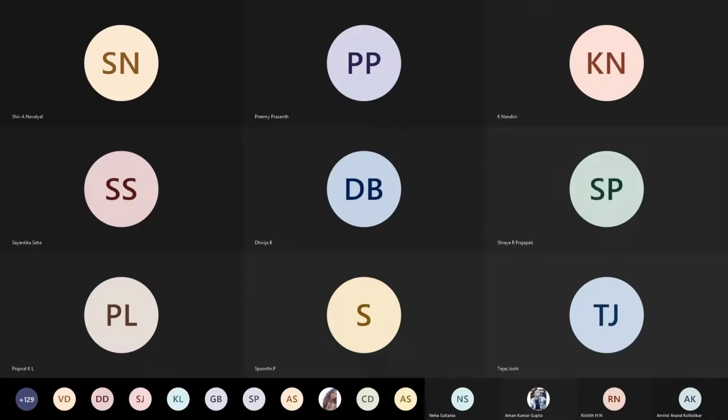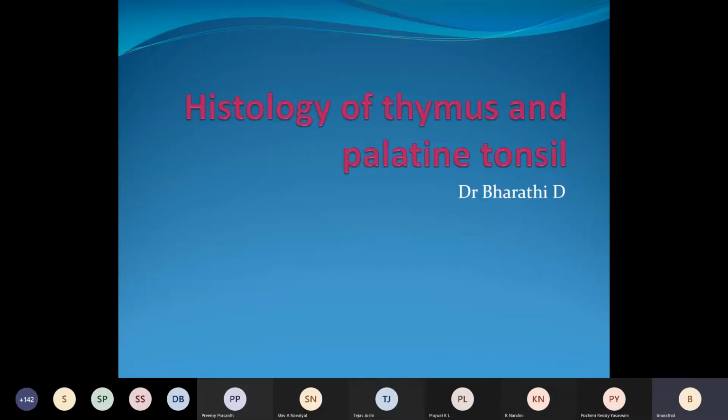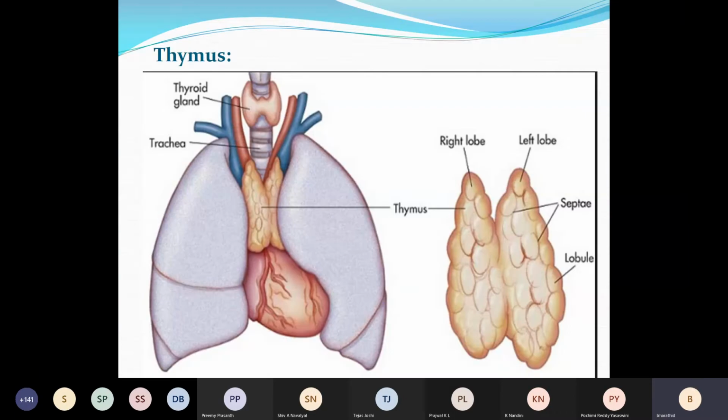Today's class is on histology of thymus and palatine tonsil. In the last class you learnt about two other lymphoid tissues, that was spleen and lymph node. In continuation, these two are also very important. You must know the histological features of thymus and palatine tonsil.